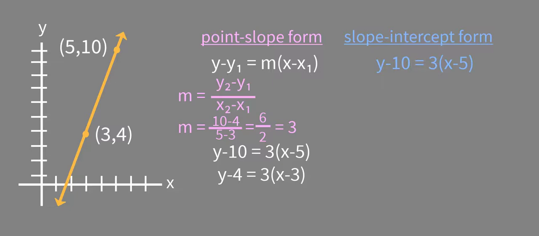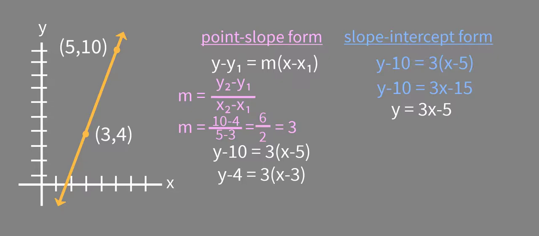Go ahead and distribute the 3. We get y minus 10 equals 3x minus 15. And again, that's just distributing the 3 to both the x and the minus 5. And then add 10 to both sides, and we get y equals 3x minus 15 plus 10, which is minus 5. So there's slope-intercept form.